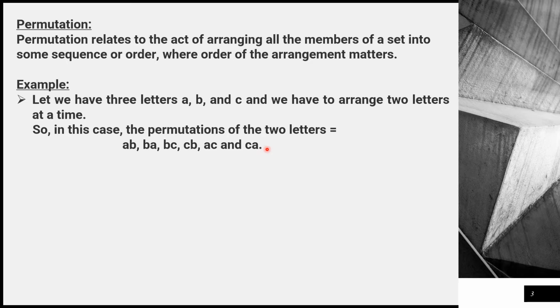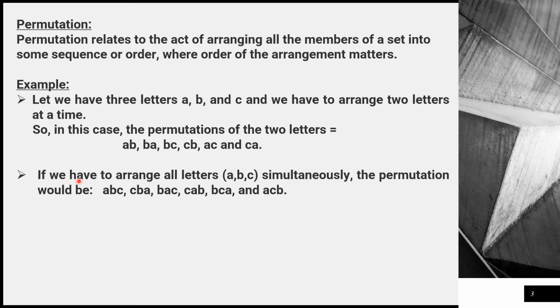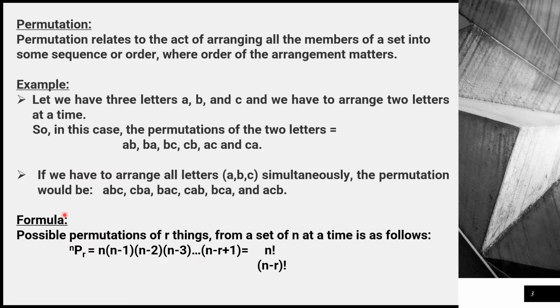Similarly, we can see another example. Considering the same letters, arranging all the letters simultaneously, the permutation would be ABC, CBA, BAC, CAB, BCA and ACB. To solve permutation problems, the formula is: the permutations of r things from a set of n at a time gives nPr, selecting n things, then n minus 1, n minus 2, that gives n factorial by n minus r factorial.